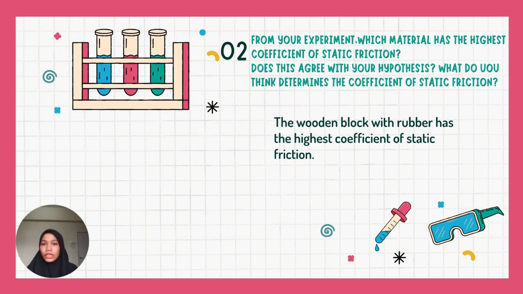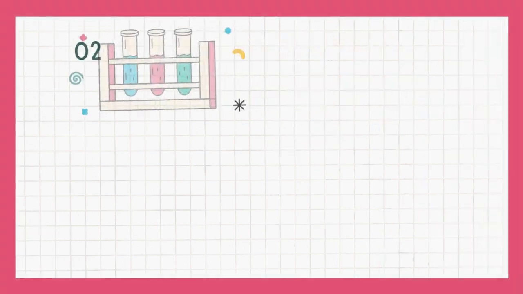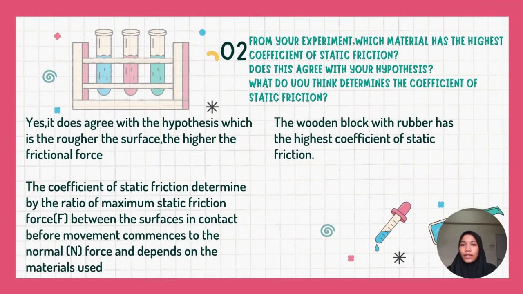From our experiment, the wooden block with rubber has the highest coefficient of static friction. Then, does this agree with your hypothesis? Yes, it does agree with the hypothesis, which is the rougher the surface, the higher the frictional force.